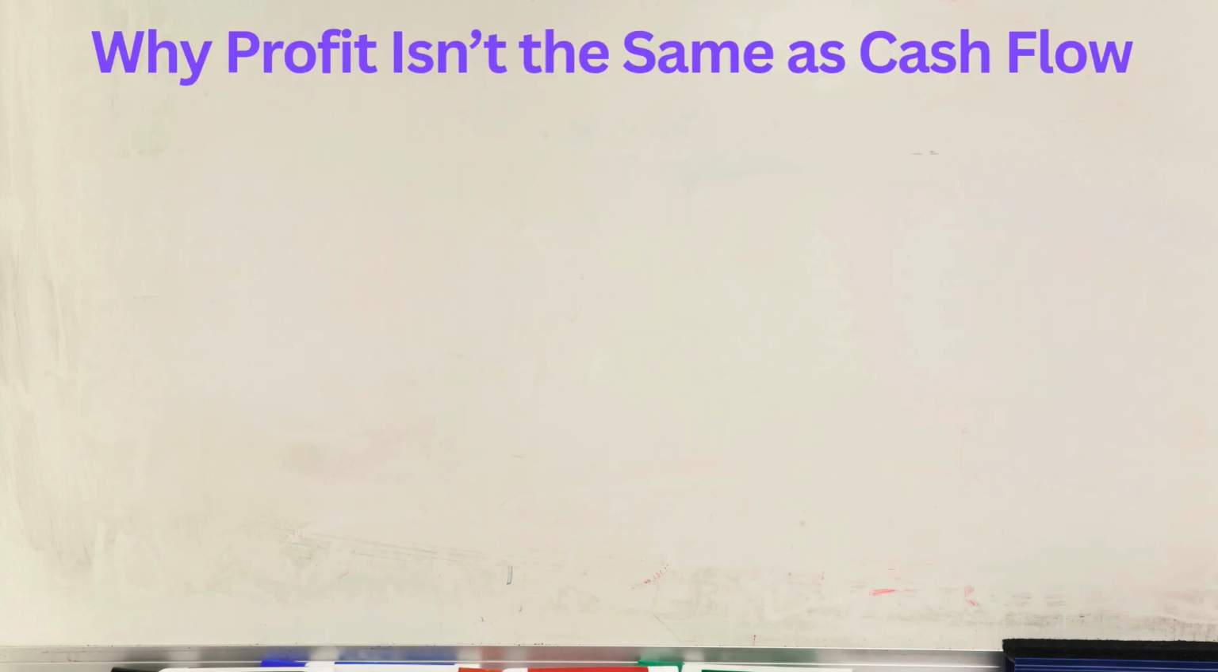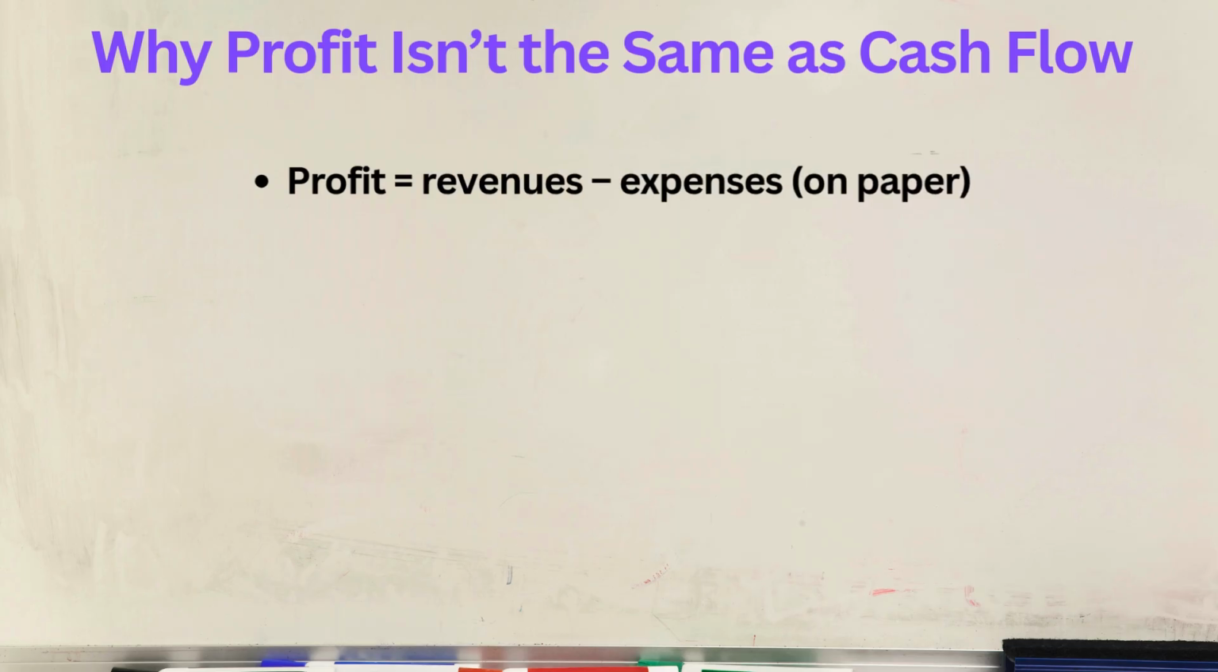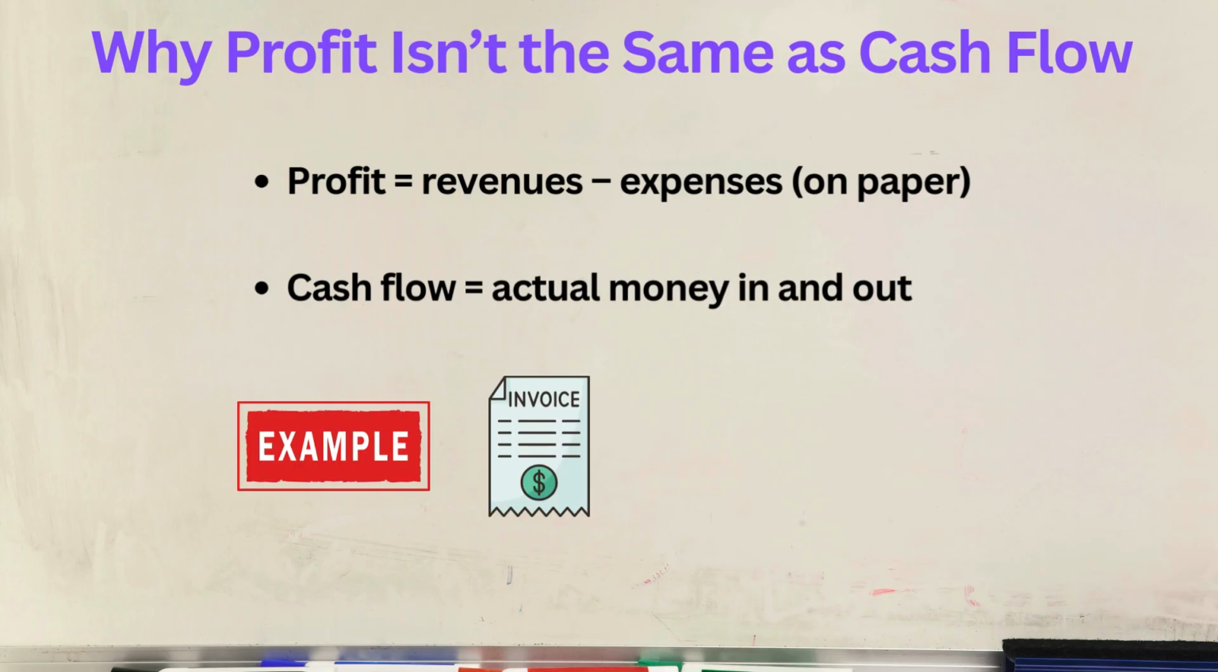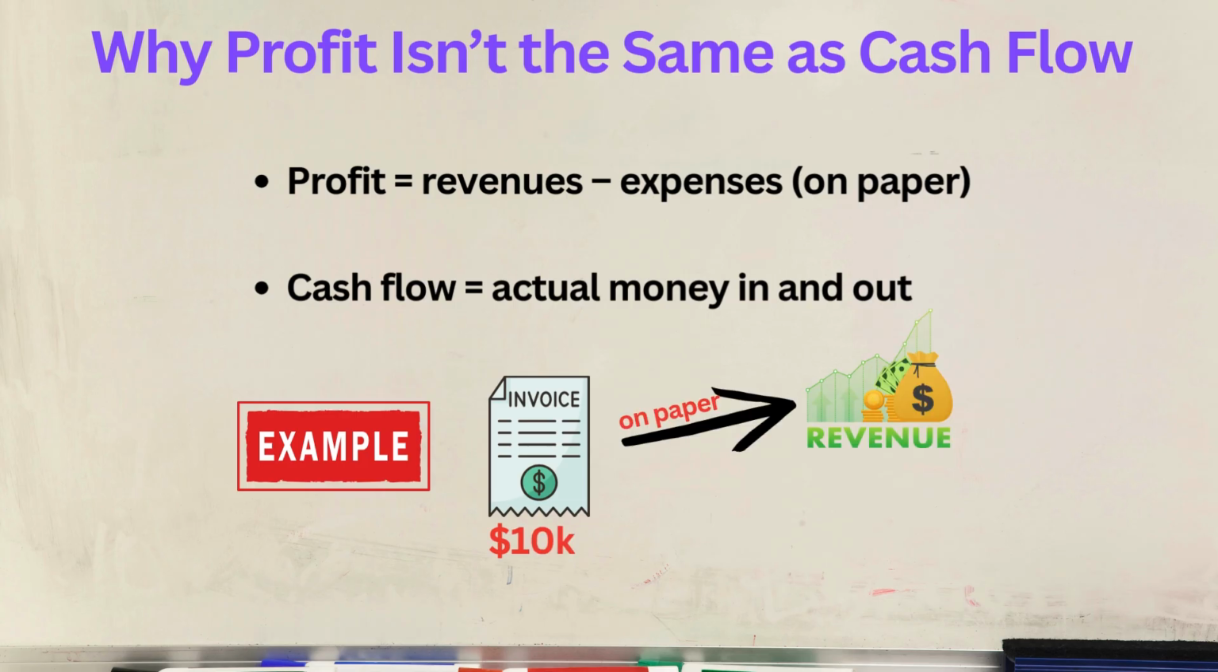This is where so many entrepreneurs get blindsided. Profit is just a calculation on paper. Cash flow is the timing of money in and out of your account. Imagine invoicing a client $10,000. You may show profit right away under accrual accounting, but if they don't pay for 60 days, you don't have cash for payroll tomorrow. That's why cash flow is the real test of business health.